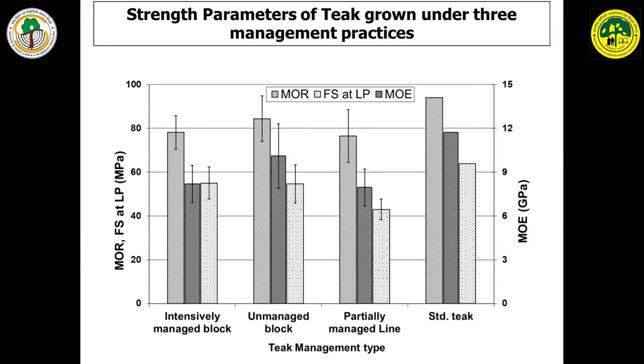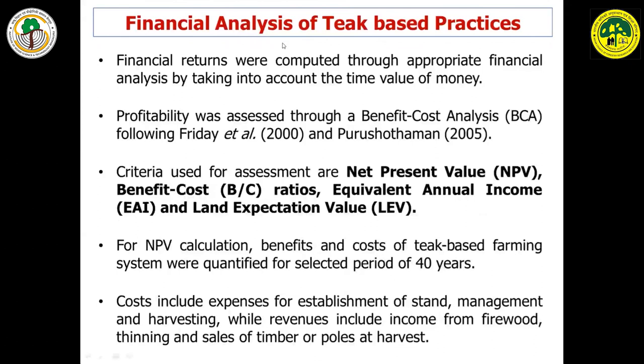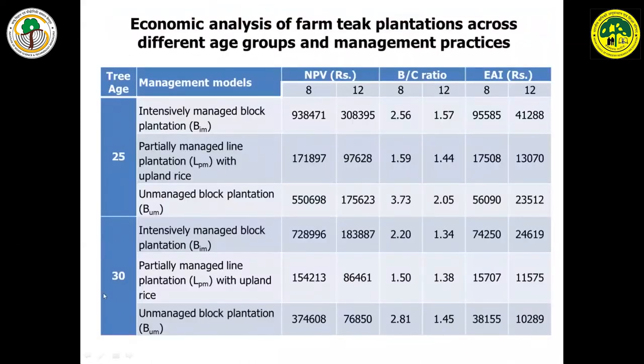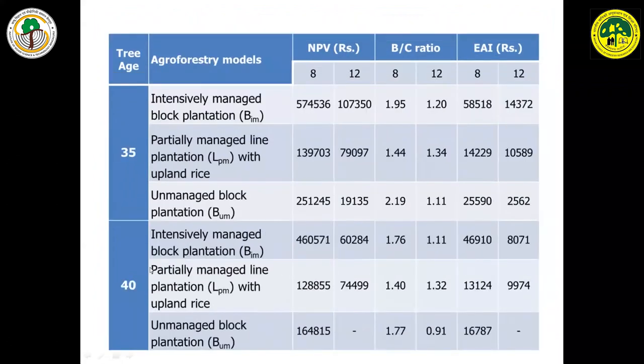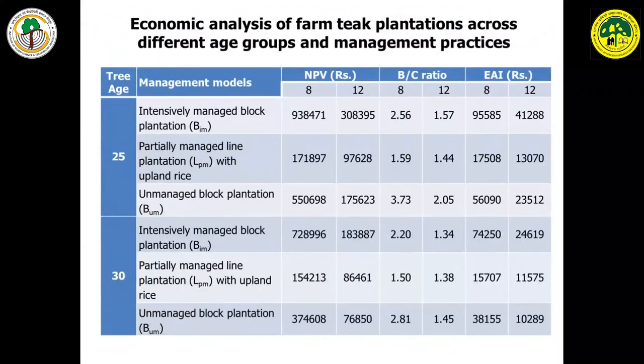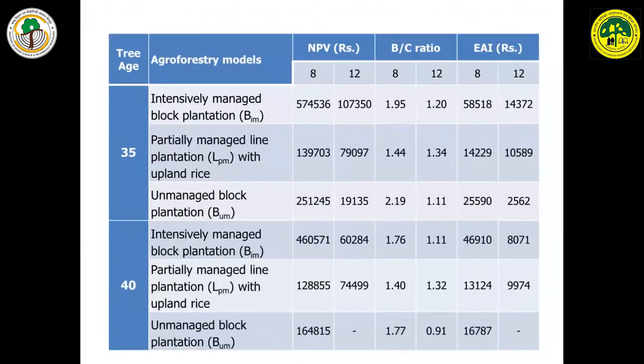After that we have done the financial analysis of the teak which was grown under three different plantation practices, and we have compared the net present value, the benefit versus cost ratio, equivalent annual income, as well as the land expectation value for different age groups. We have taken 25 years, 30 years, 35 years and 40 years of age, and tried to predict what is the total income the farmer is going to get when they use these three different types of plantations.